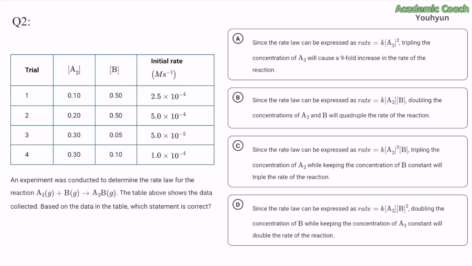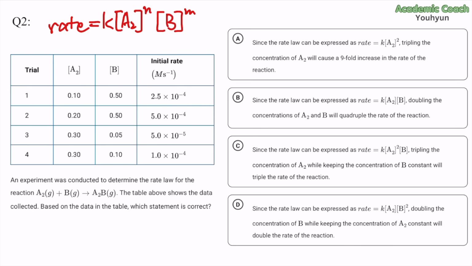Question number 2. An experiment was conducted to determine the rate law for the reaction. 1 mole of A2 reacts with 1 mole of B to produce 1 mole of A2B. The table above shows the data collected. Based on the data in the table, which statement is correct? And all of the statements mention the rate law. So let's figure out the rate law first off. Rate is equal to k times concentration of A2 to the power of n times concentration of B to the power of m. So out of these 4 trials, first off, let's try to find 2 trials where concentration of B remains the same.